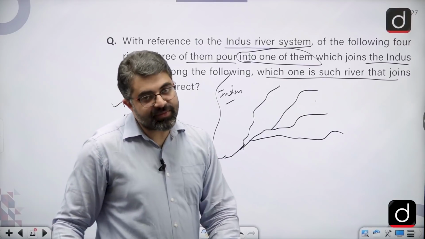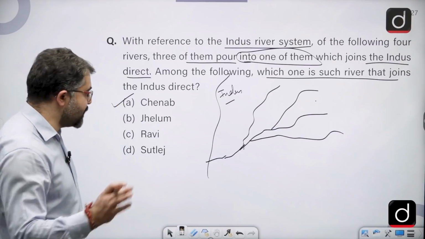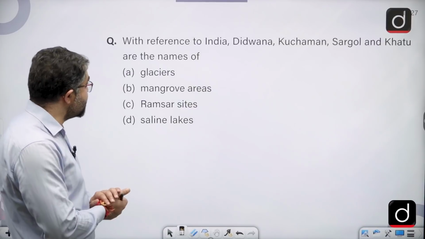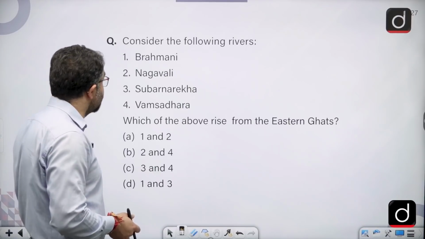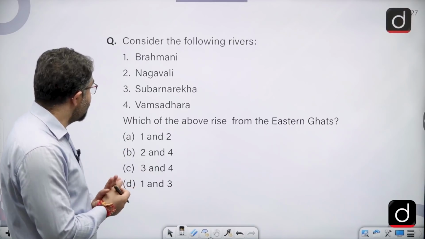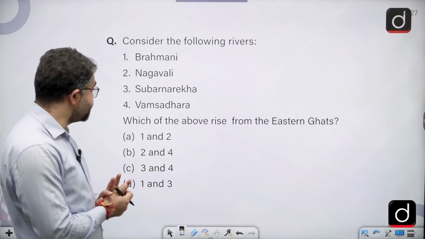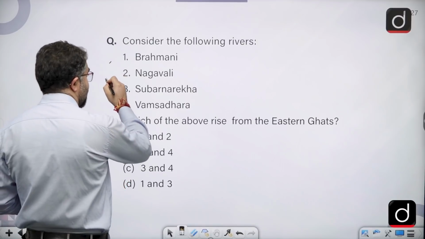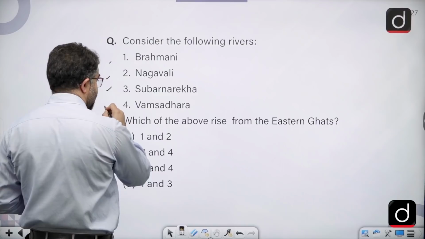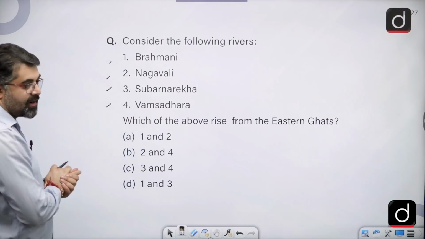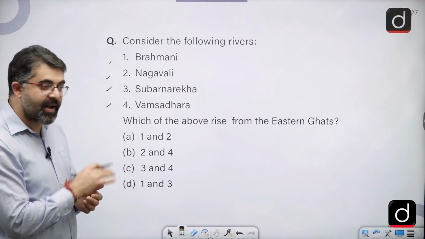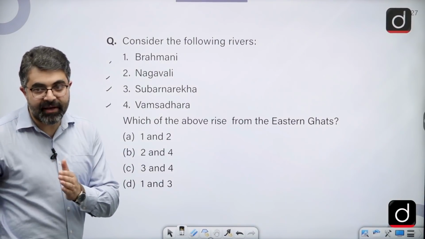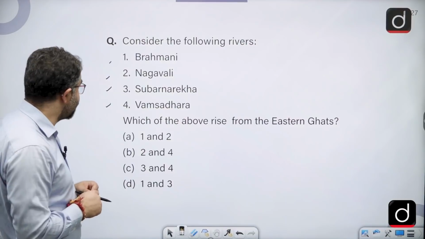One such river which was in the news again because of the dispute between Odisha and Andhra Pradesh, just a minute, was this river. Consider the following rivers: Brahmani, Nagavali, Subarnarekha, Vamsadhara. Again, a map-based question, but there is news to it. There were some things in the background.